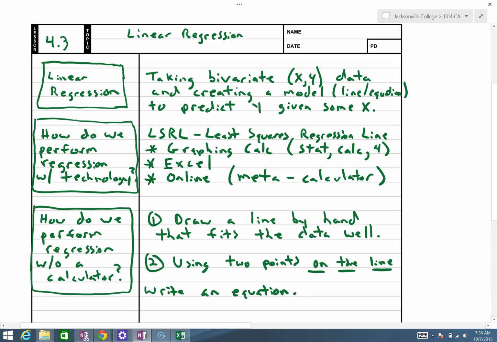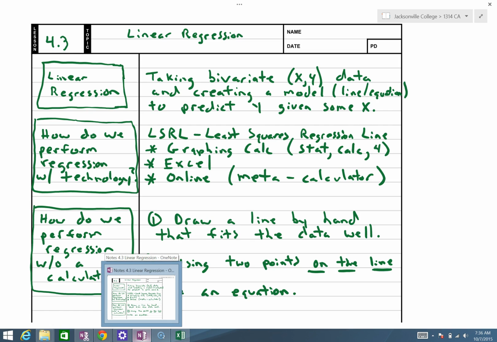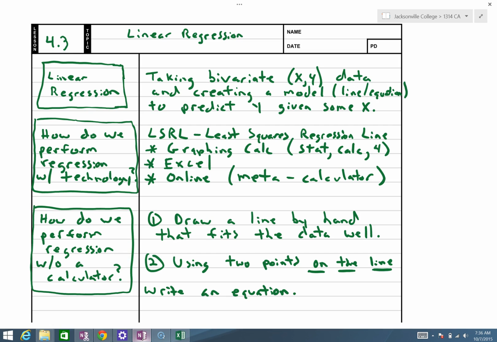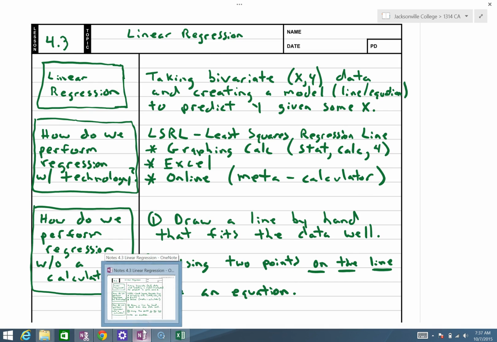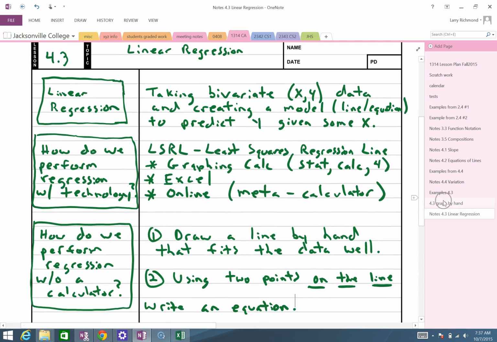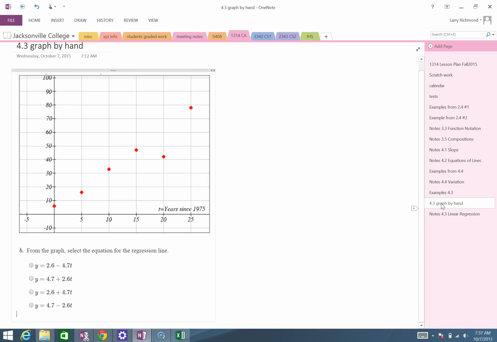All right, let us look at an example of that. This is from your XYZ homework. Okay. We're given a few points here, and it asks us to come up with an equation of the line and then select from these.